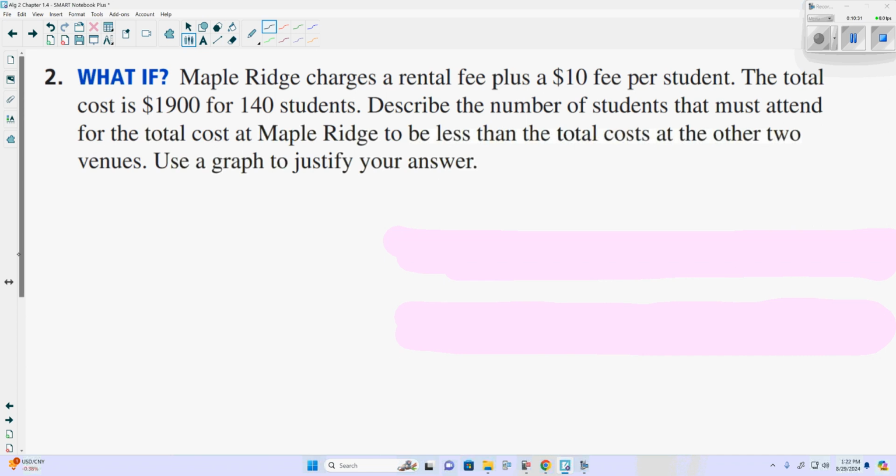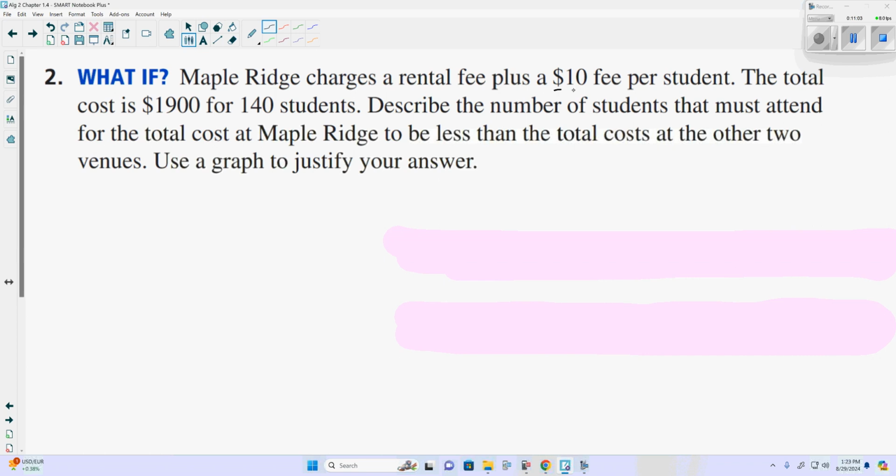Maple Ridge charges a rental fee of $10 per student. The cost is $1,900 for 140 students. Describe the number of students that must attend for the total cost at Maple Ridge to be less than the total costs at the other two venues. So, one, we need to find the equation. And we need to describe the number of students that must attend for Maple Ridge to be less than the other two. Okay?